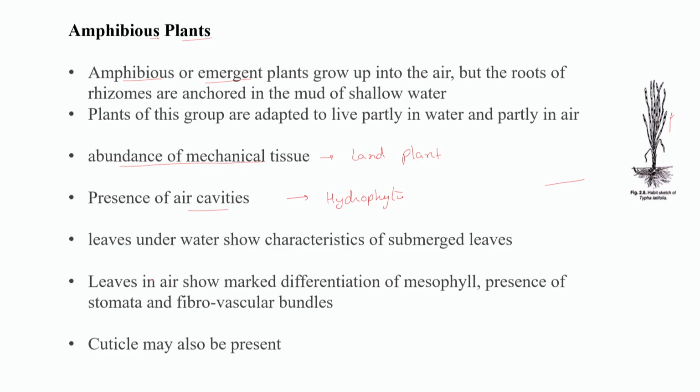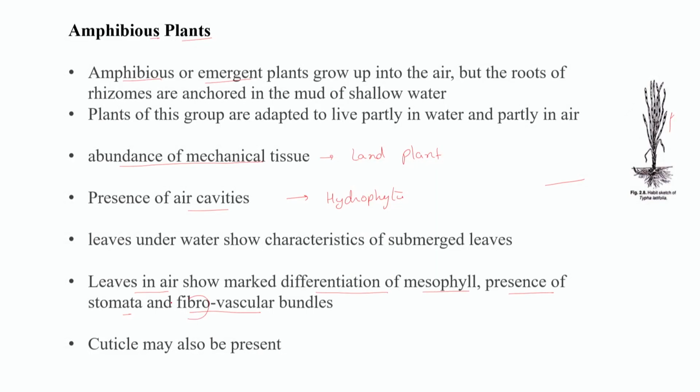Now even the leaves will show marked differentiation of mesophyll. Presence of stomata will be there, and presence of fibrovascular bundle. Stomata will definitely be there in the leaves which are present in the air, which are exposed to the atmosphere. And this fibrovascular bundle, the vascular bundles which are fibrous, contains lignified tissues, fibers, and sclerenchyma. So all this will give mechanical support.